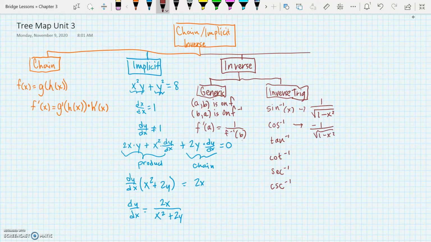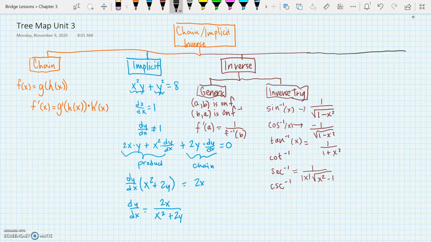All of the cos are just negative of what the original one is. So tangent is 1 over 1 plus x squared. Tangent is the nice one because it doesn't matter what order you do things in. Cotangent is the negative of that. Secant is 1 over the absolute value of x times the square root of x squared minus 1. And that's kind of horrible, but at least cosecant is exactly that except for negative. So those are your inverse trig derivatives, super fast.